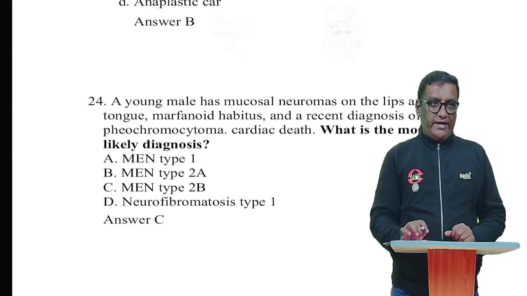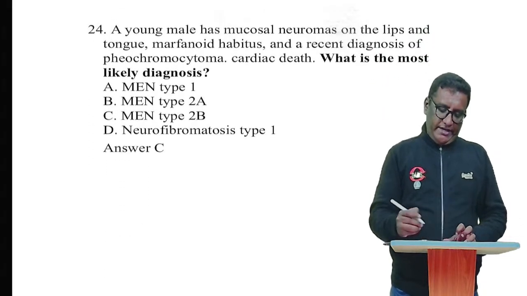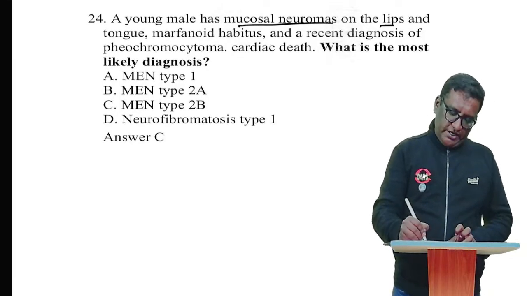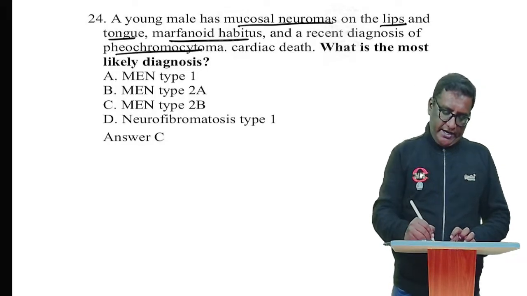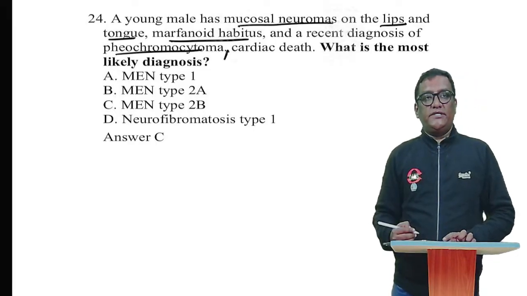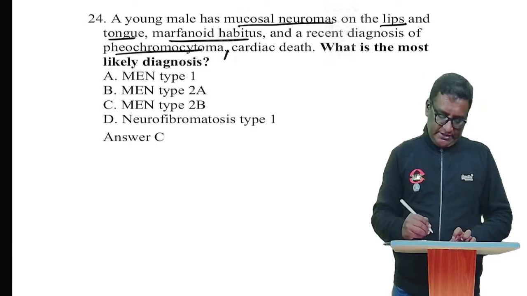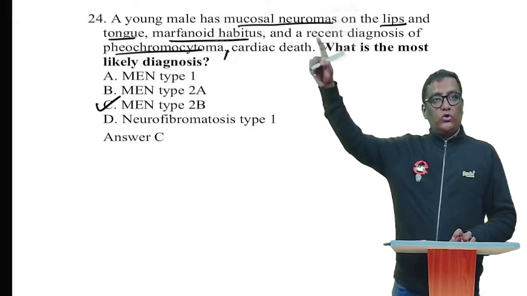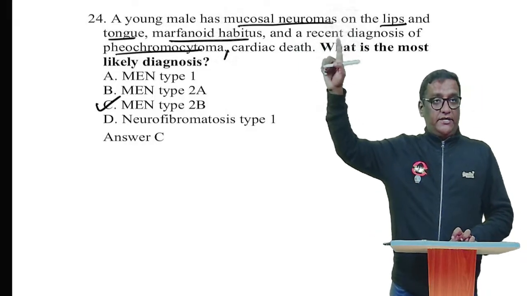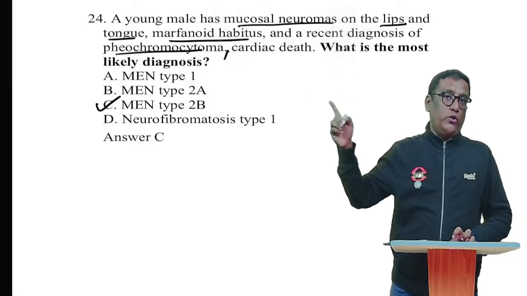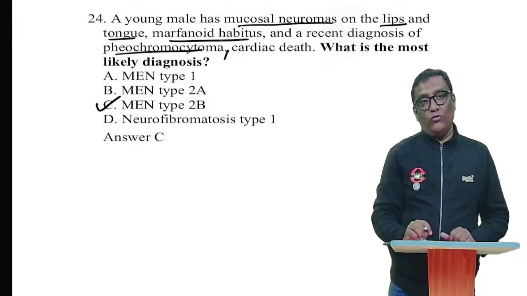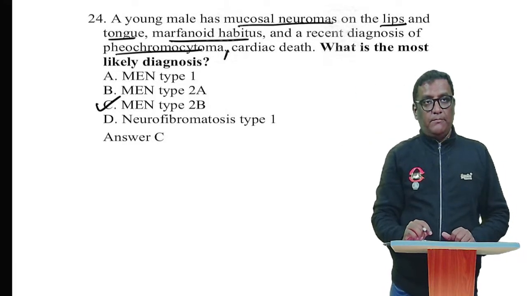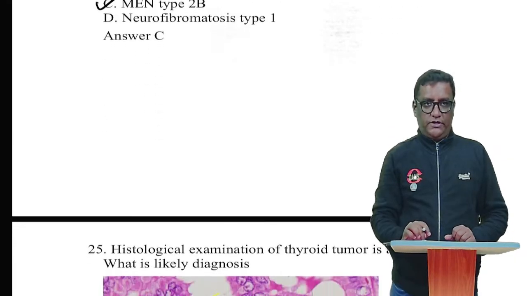Next, question number 24. A young male has mucosal neuromas on the lips and tongue, marfanoid habitus, and was recently diagnosed with pheochromocytoma and had a cardiac death. What is the most likely diagnosis? Yes, the answer is MEN2B. Mucosal neuromas and marfanoid habitus are features of MEN2B. In 2A, there will be none of these. There will be more of parathyroid hyperplasia or adenomas in MEN2A. MEN2B is due to RET mutation, right?